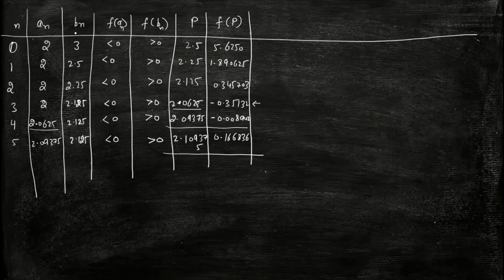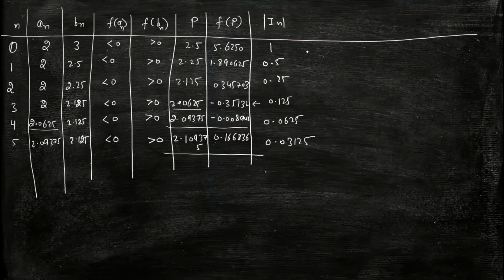So let us calculate the difference between an and bn, the length of the interval. Here the length of the interval will be 3 minus 2 equal to 1. Here it will be 0.5, here 0.25, here 0.125, here 0.0625, here 0.03125.